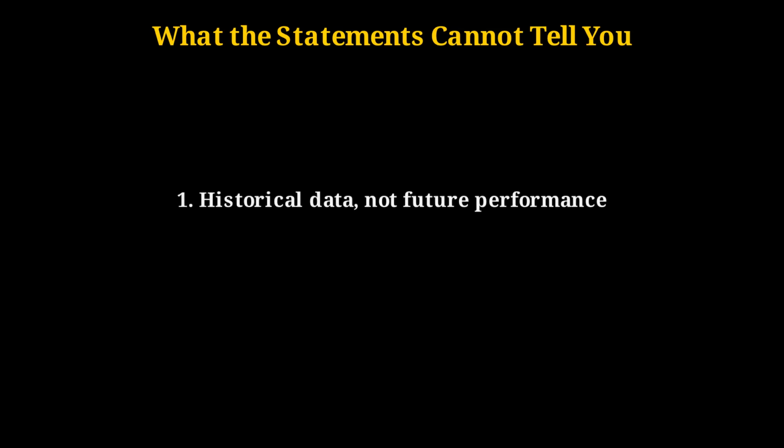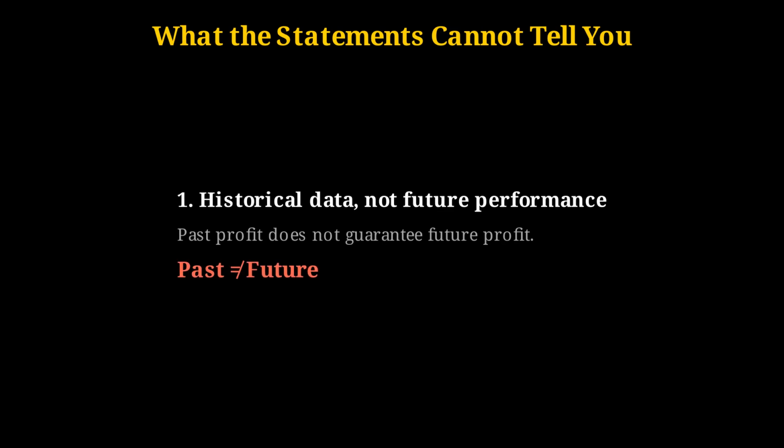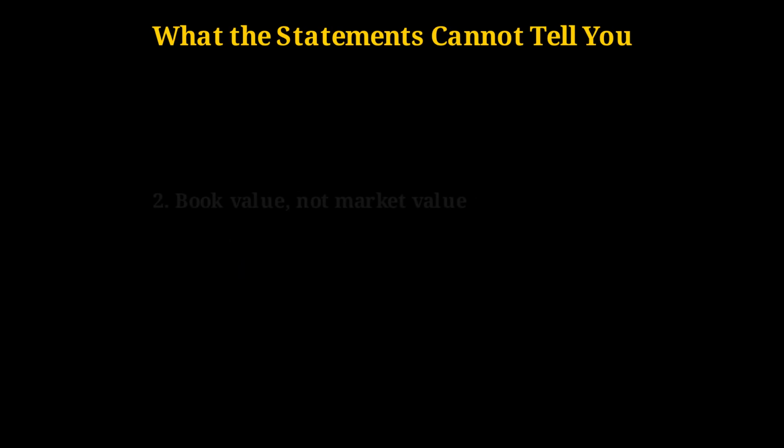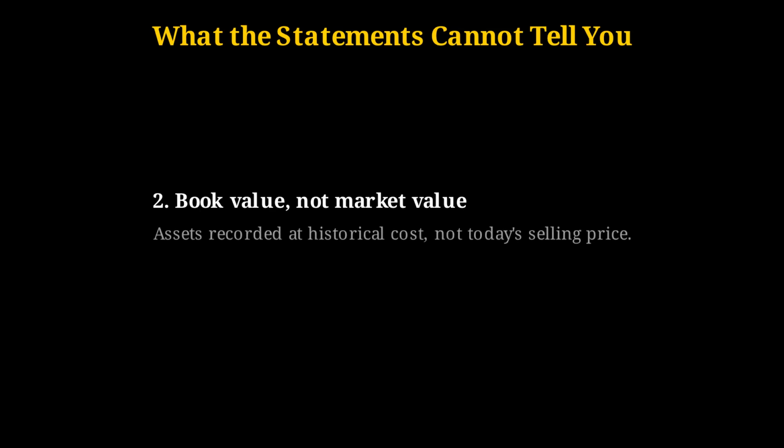Three things to be precise about. 1. The statements show historical data, not future performance. Past profit does not guarantee future profit. 2. The balance sheet shows book value, not market value. Assets are recorded at historical cost, not what they could be sold for today.